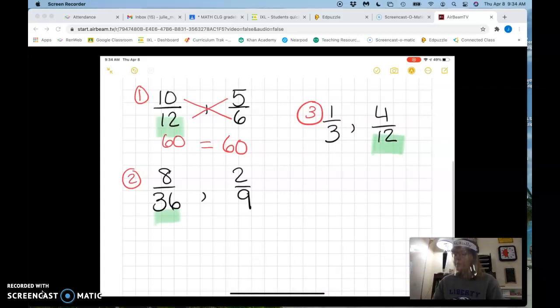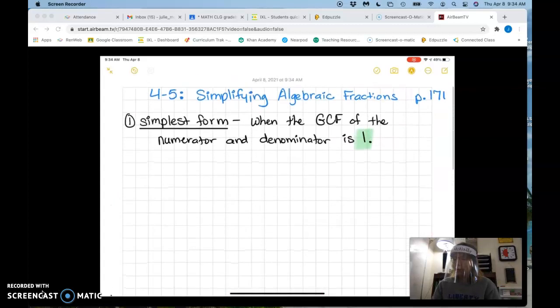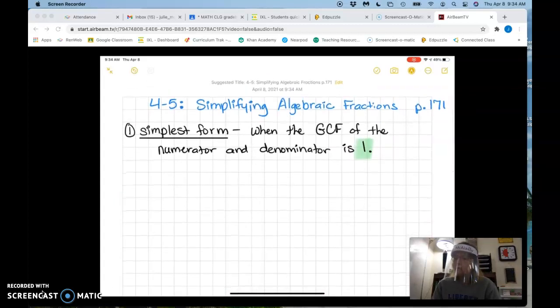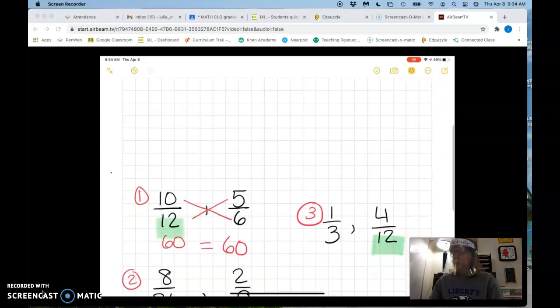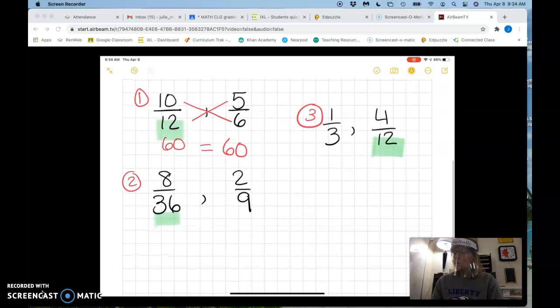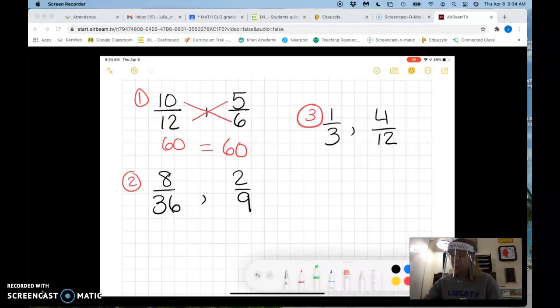Okay, so let's review our definition of simplest form. Simplest form is when the GCF of both numbers is 1. So if we look at those, that's the opposite. Good. So which ones are in simplest form? 1 and 3, 2 and 9, and 5 and 6. Yes, good.